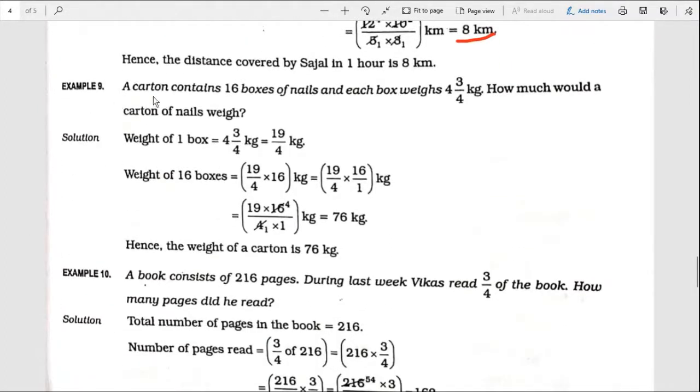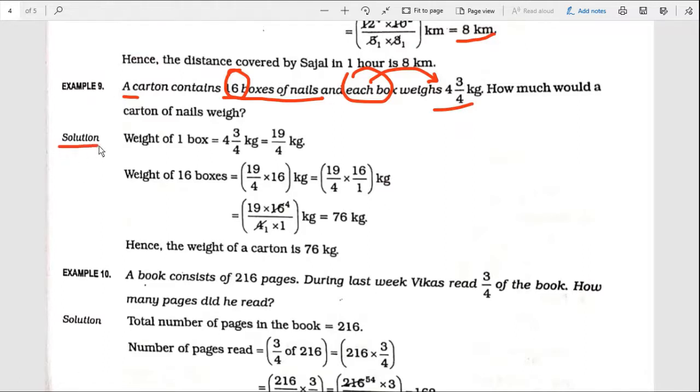Example number 9. A carton contains 16 boxes of nails and each box weighs 4 whole 3 by 4 kg. How much would a carton of nails weigh? Each box's quantity is given here, and the required answer is for 16 boxes. So when you multiply 4 whole 3 by 4 kg into 16, you will get the answer.